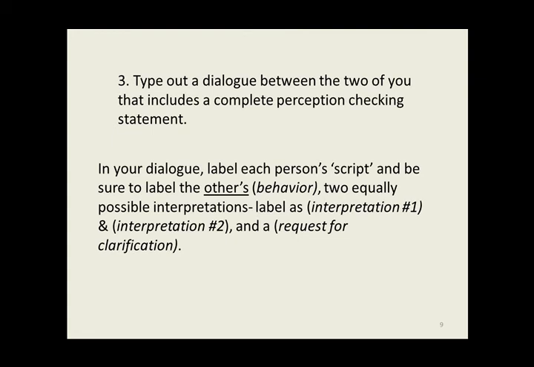Then in number 3, you'll actually type out the dialogue between you and the other person, in which you are doing a perception check of the other person, focusing on his or her behavior. So that would be very similar to the sample we saw before between Jeff and Joseph. First you would type out your name, and then type out your dialogue in quotation marks, and then label each part of the perception check in parentheses, such as behavior, the two interpretations, and a request for clarification.